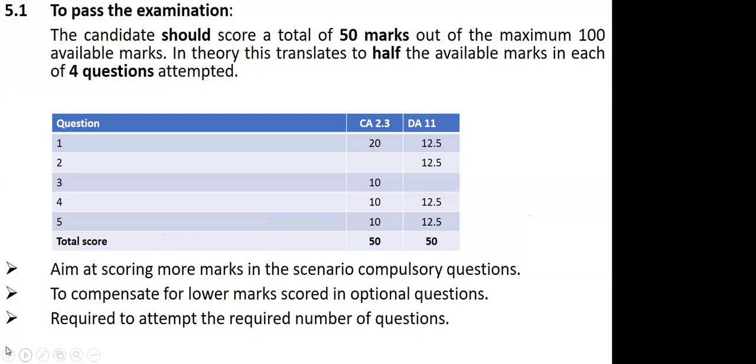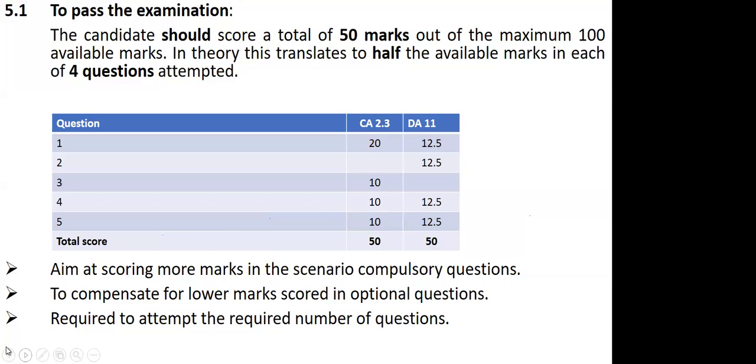In the case of DA11, you are required to score at least 12.5 marks in each of the 4 questions. Of course, the compulsory question, which means 25 marks for the compulsory question, because those you are required to attempt, and then you can get the 50 marks.